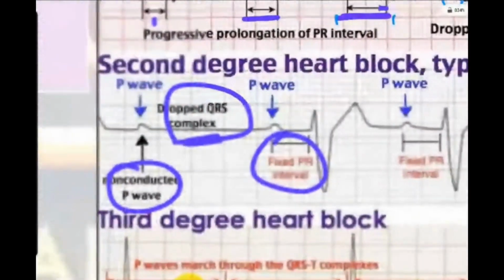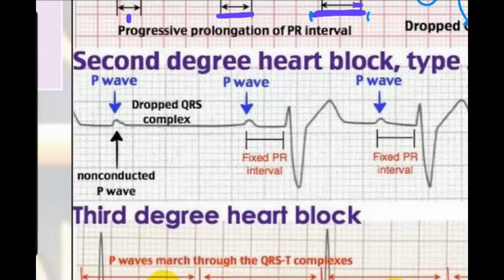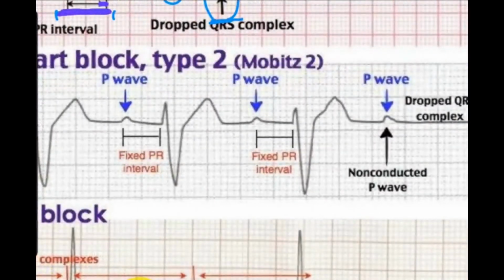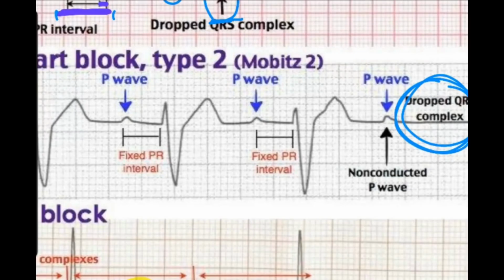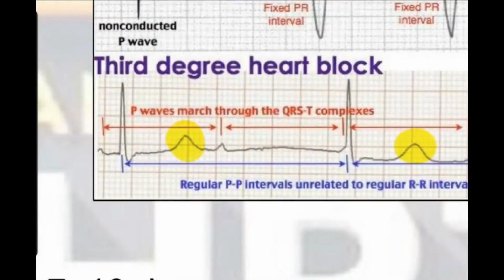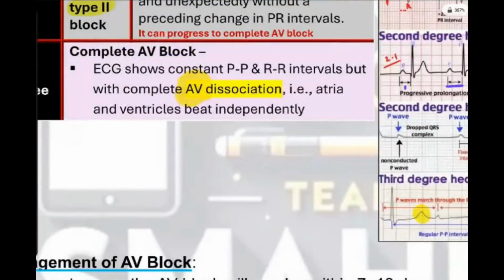Now second degree type 2, you see there is a fixed PR interval. Since the beginning there is a fixed PR interval, but after one P there is no QRS complex. So this intermittent conduction problem is second degree, and it can be type 1 or type 2 depending on that. Now in third degree you see P waves occurring separately and QRS complexes occurring separately. This indicates atria and ventricles are beating separately. You understood, Zubair? Any more doubts?